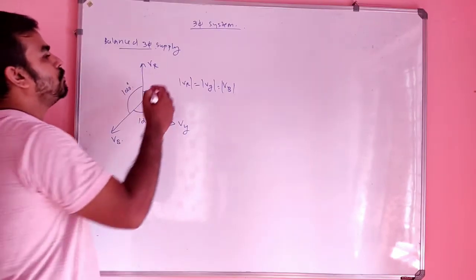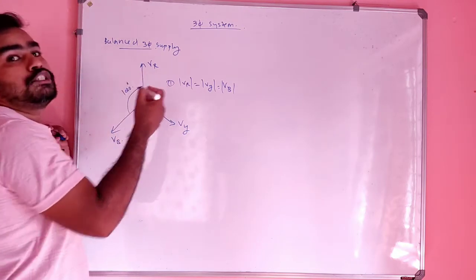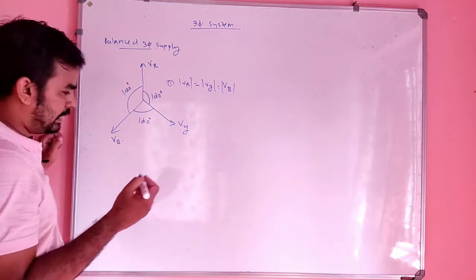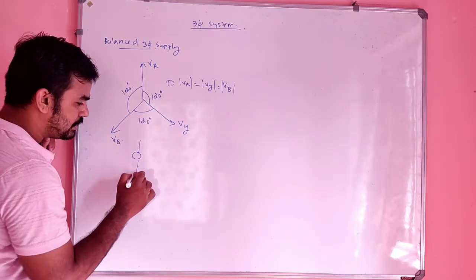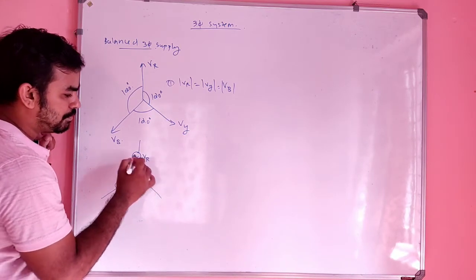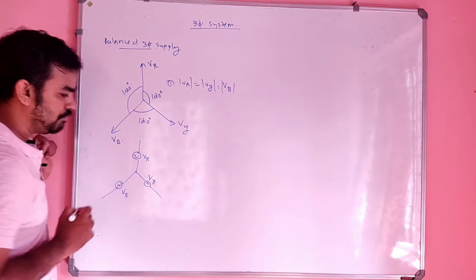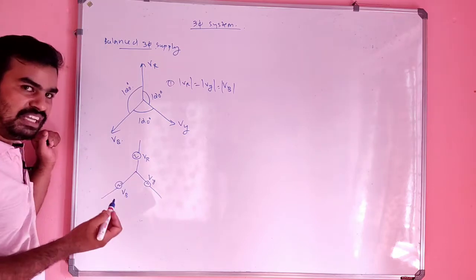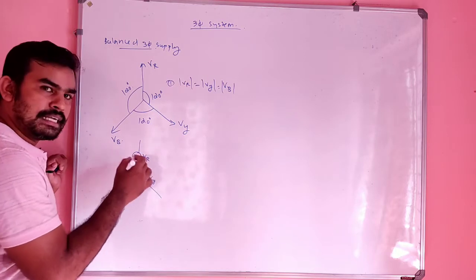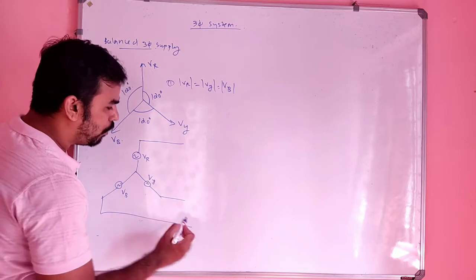And one more thing you have to note here is that not only the voltages, but also the impedance in each phase. Suppose we consider it as a generator. This is the generator, right? Here it is producing VR, here VY, and here VB. The impedance, the generator impedance, but also the load impedance.